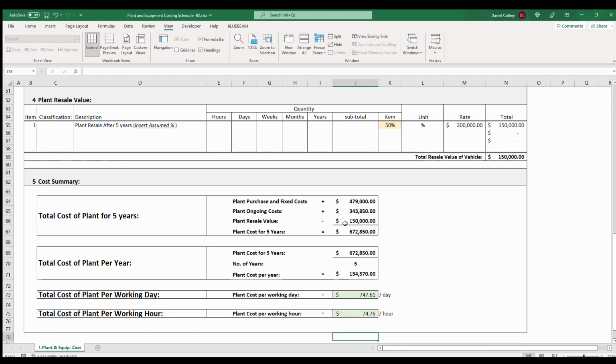And then below here we've got our results, which is the total cost of plant per working day, which is this cost per year divided by the working days per year. So that 180 working days per year gives us $747.61 per day, or divided by a 10-hour workday gives us $74.76 per hour. So these figures can be used in the tenders going forward, and should give a relatively true cost for that item of plant and equipment.